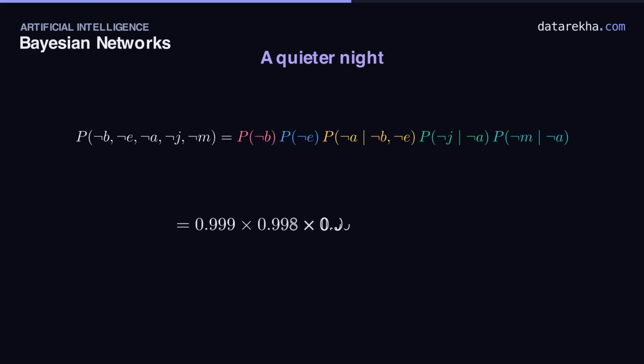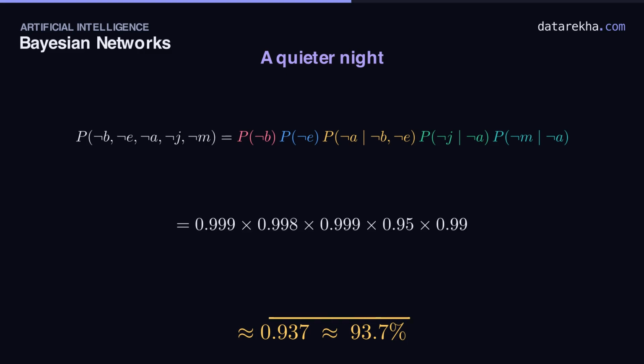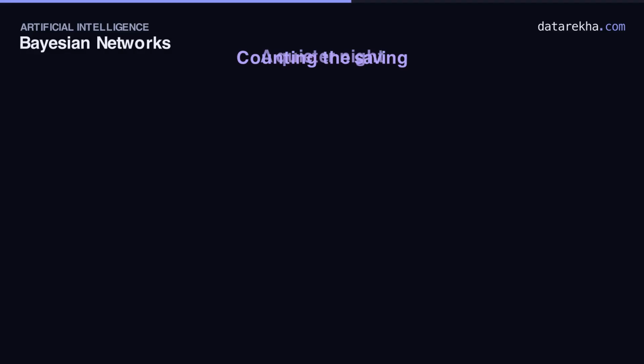Plug in the numbers. 0.999 in, 0.998 in. Then 0.999 in again for the silent alarm. Then 0.95 and 0.9 in for the two quiet neighbors. And that comes to about 94%. Exactly right. On most nights, nothing happens. So this one peaceful scenario soaks up almost all the probability.